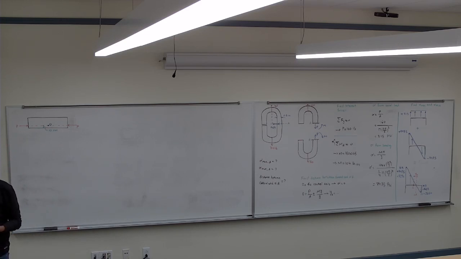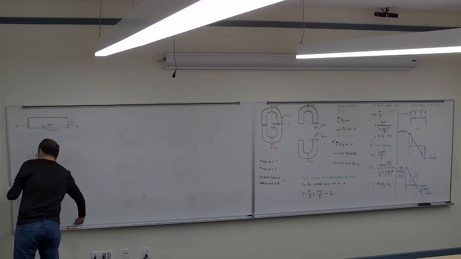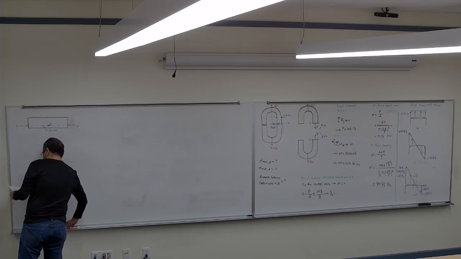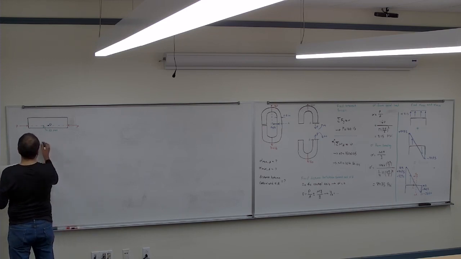And the cross section is the one that we had in one of the previous examples. It's going to look like the T shape. The cross section is like this.